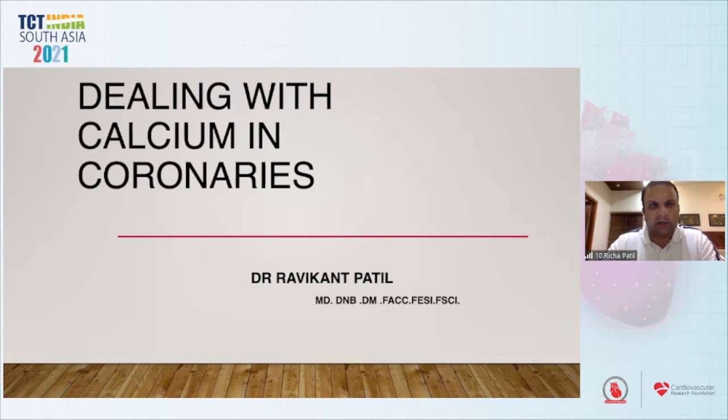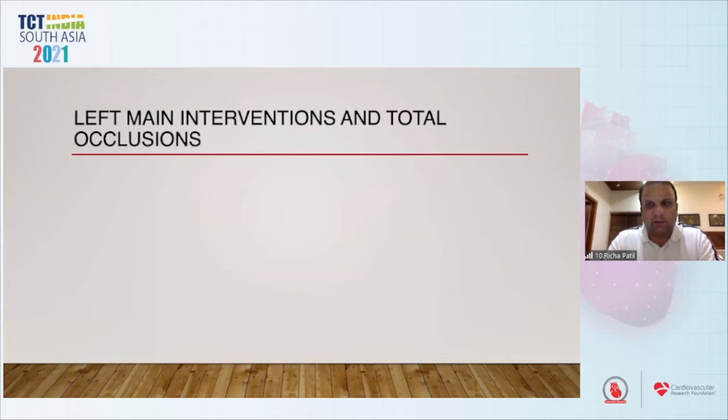I'll be talking about calcium in the coronaries. We all know that calcium and thrombus are the two main enemies of the interventional cardiologist whenever we deal with interventions in our cath lab. Calcium can present in various ways, from just a streak of calcium in the coronaries to heavily calcified coronaries, and we need to deal with all of these. So I will be presenting a few of my cases regarding calcium in the coronaries.